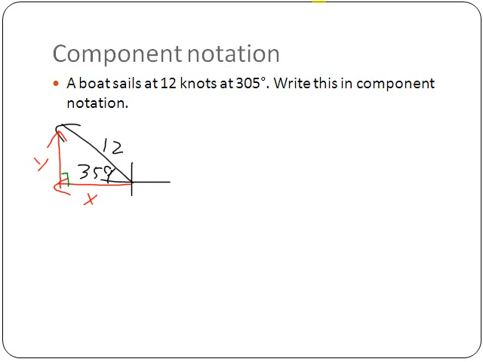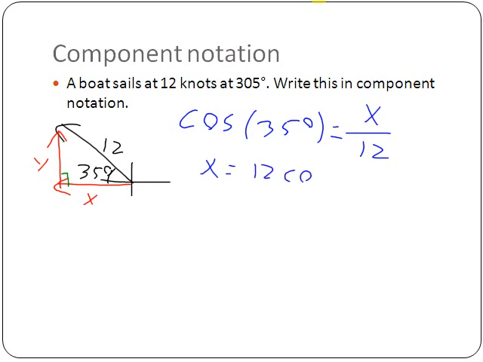So we're going to start off here by saying, to find x, we have cosine of our angle, which is 35 degrees, equal to adjacent x over hypotenuse, which is 12. And so we get that x is equal to 12 cosine of 35 degrees, just like that. Put it in the calculator: 12 times cosine of 35, once again in degrees here, and we get 9.8298.